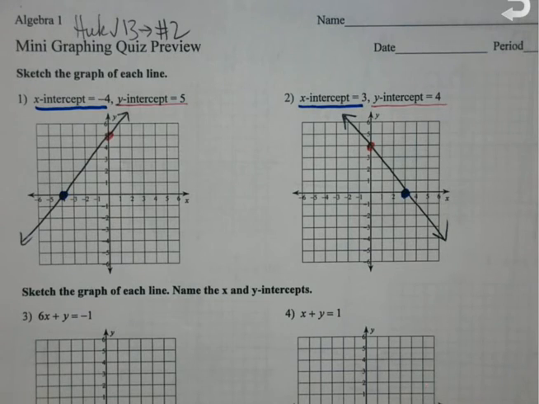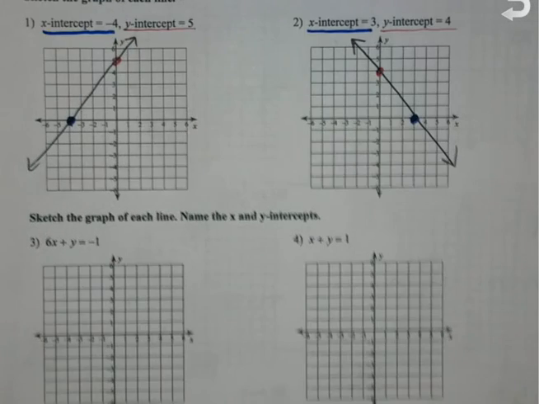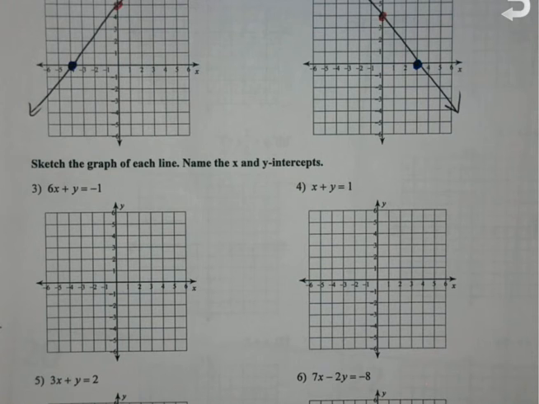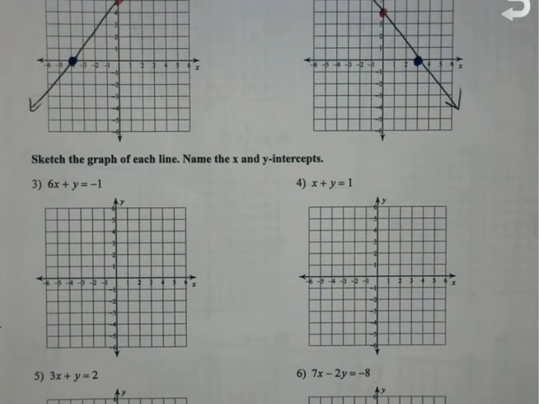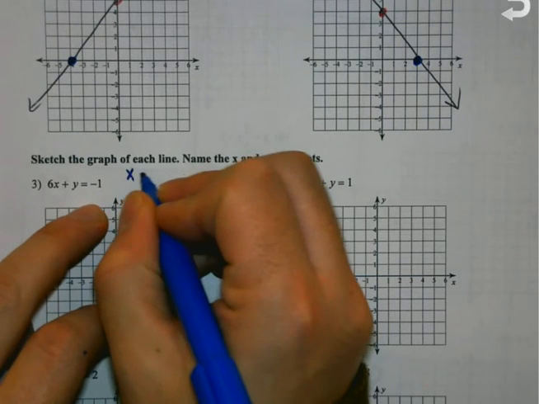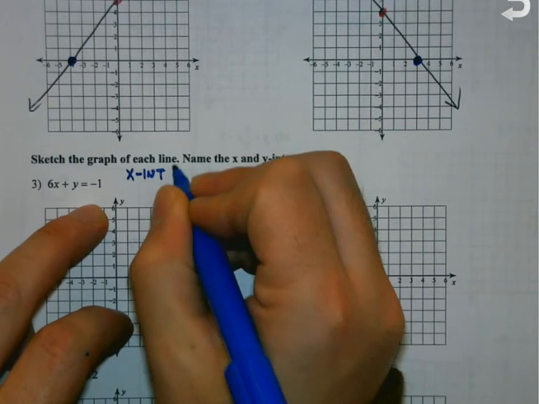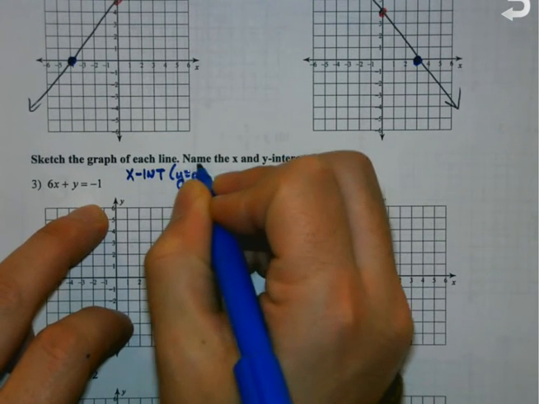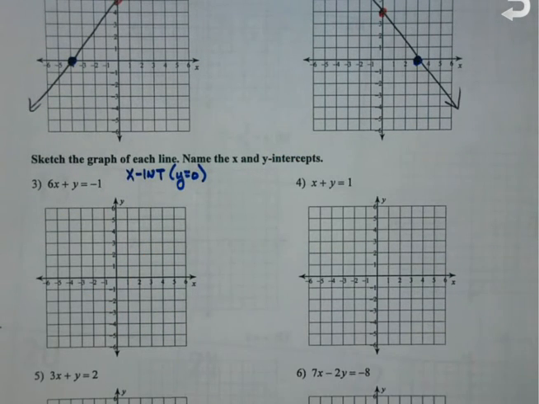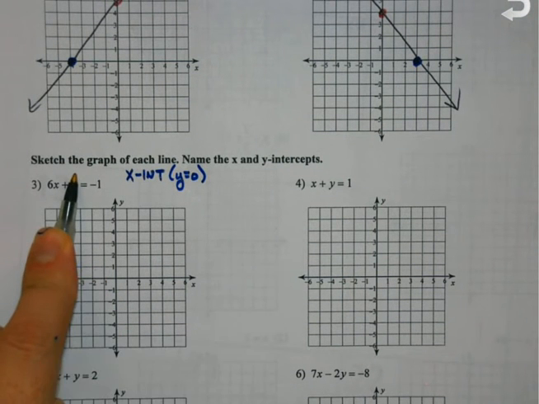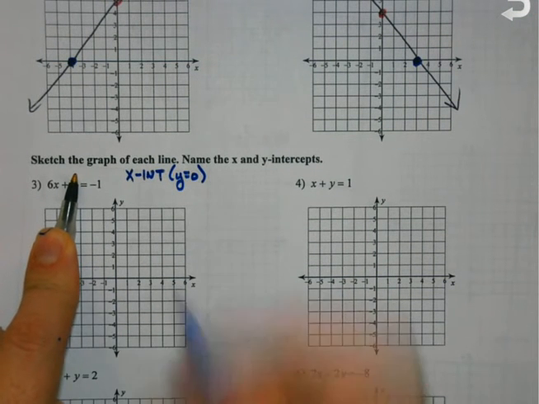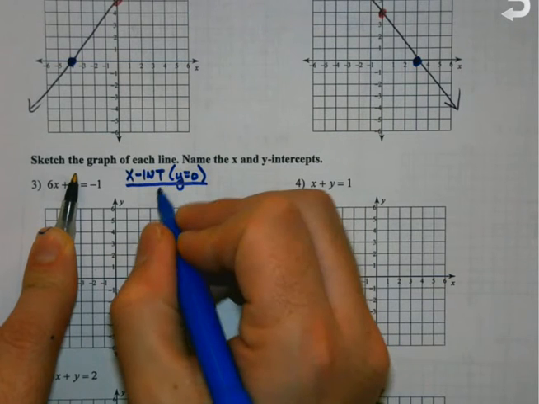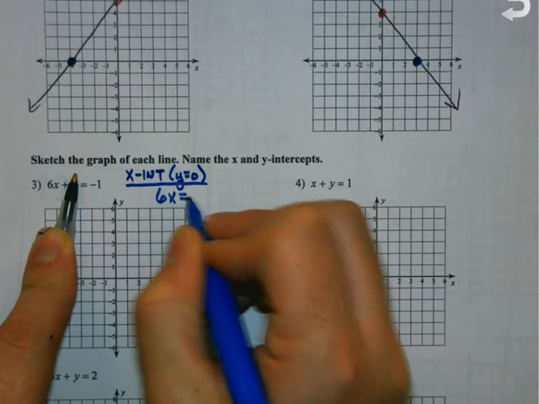Can't be much easier. Now it gets a little more interesting as I move down the sheet though. Sketch the graph of the line, name the x and y intercepts. So here, if we remember back to when we were finding these before, when we were finding the x-intercept, we were plugging in 0 for y. In other words, I was acting as though y didn't exist. And I was just solving the equation that was left.